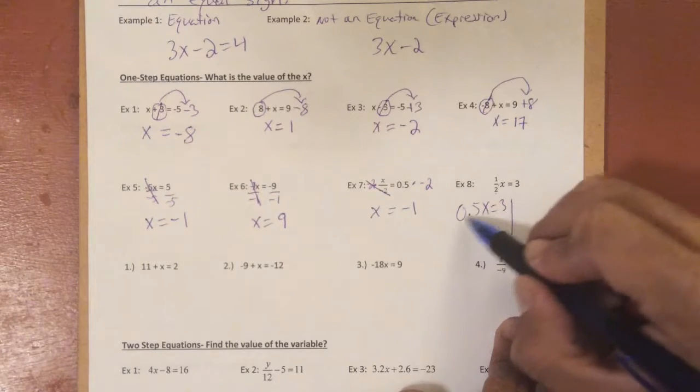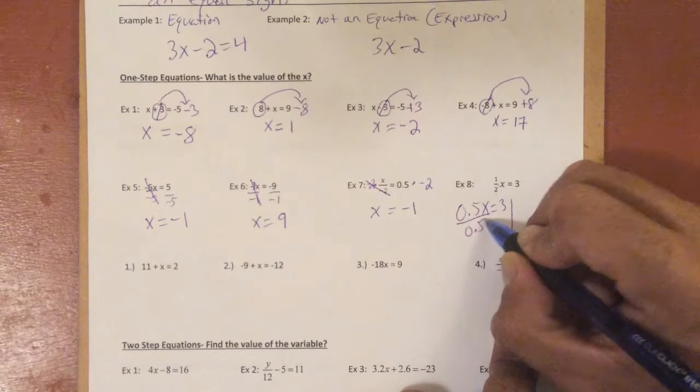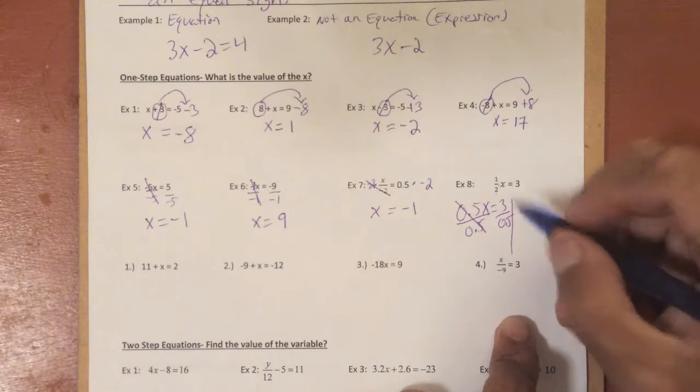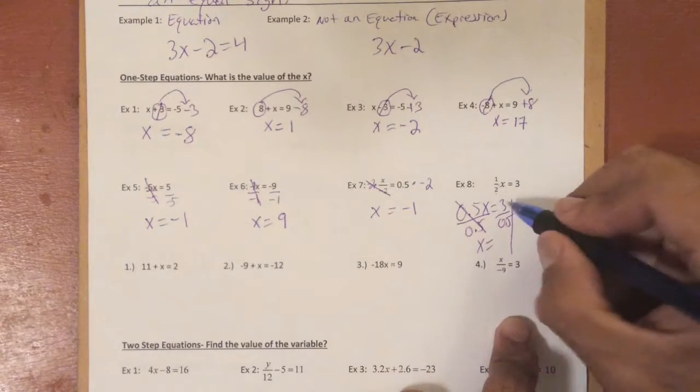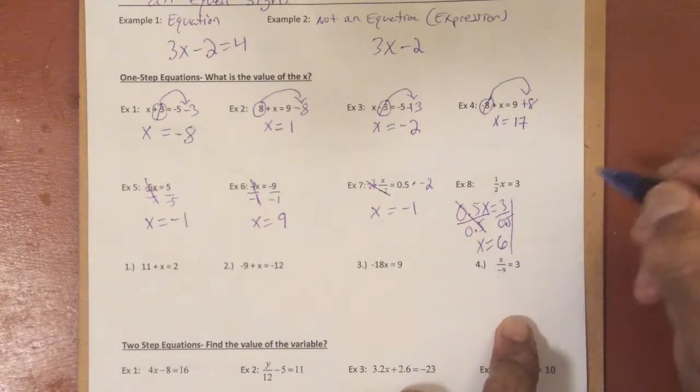Now if you notice, I'm multiplying. So the opposite of multiplying by 0.5 is to divide by 0.5. So these 0.5's go away, and I'm left with x equals 3 divided by 0.5 gives me 6.